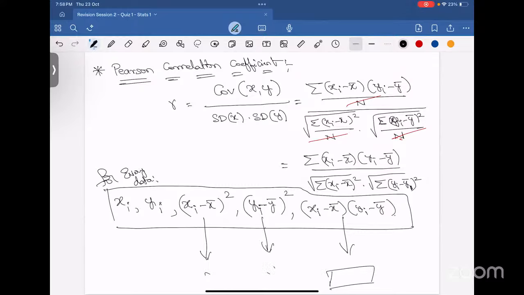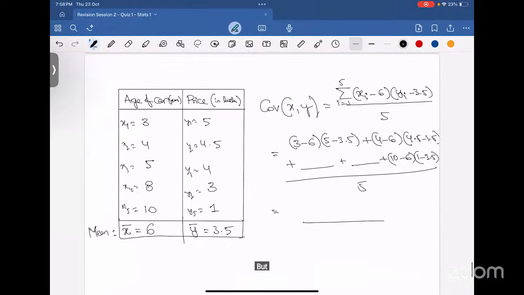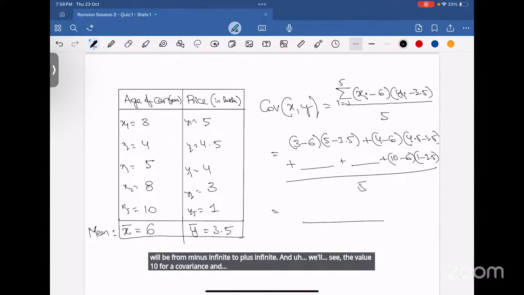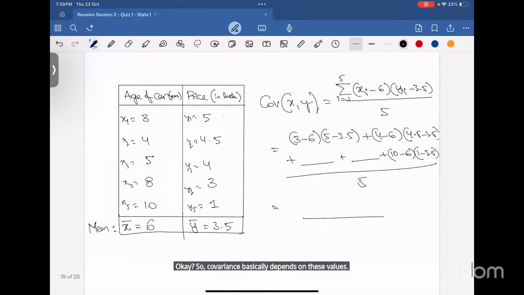So this covariance can be negative as well, right? Yes, this covariance also can be negative. But the value that you are going to get will be from minus infinity to plus infinity. If we see the value 10 for one covariance and 25 for another covariance, you cannot say whether 10 is better than 25 or 25 is better than 10. Covariance basically depends on the location of x and y.